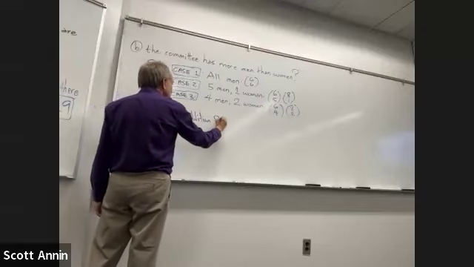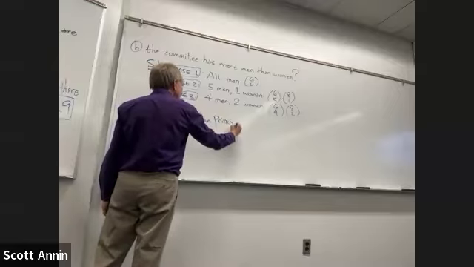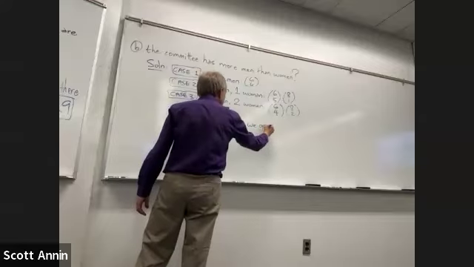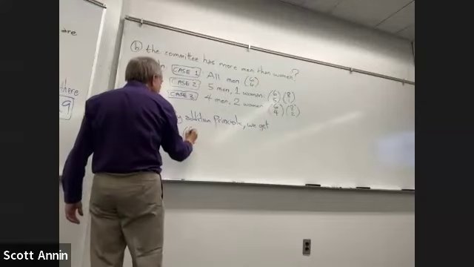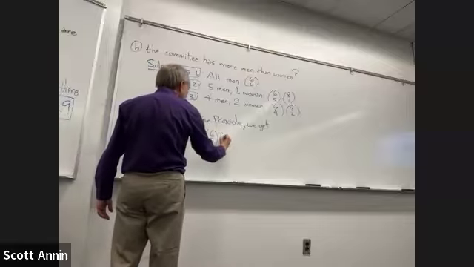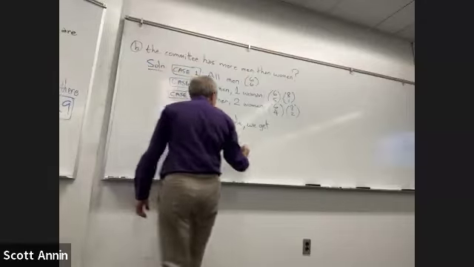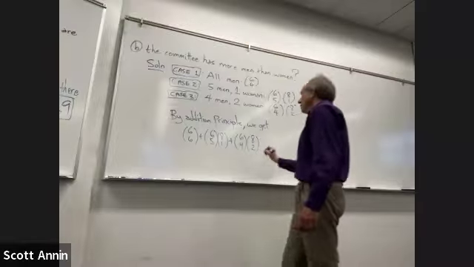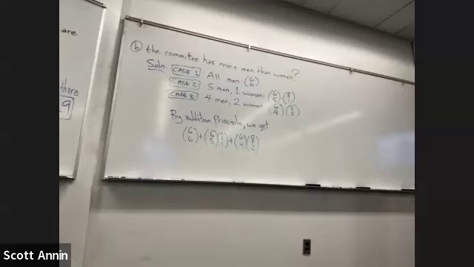And so by the addition principle, we just have to add all of this together: 6 choose 6 plus 6 choose 5 times 8 choose 1, and then plus 6 choose 4 times 8 choose 2. We could work that out, or we could not.